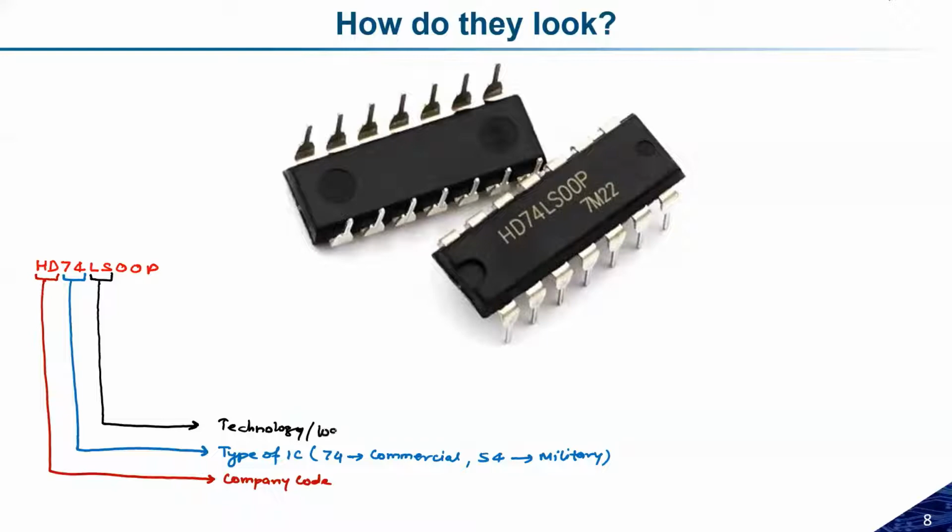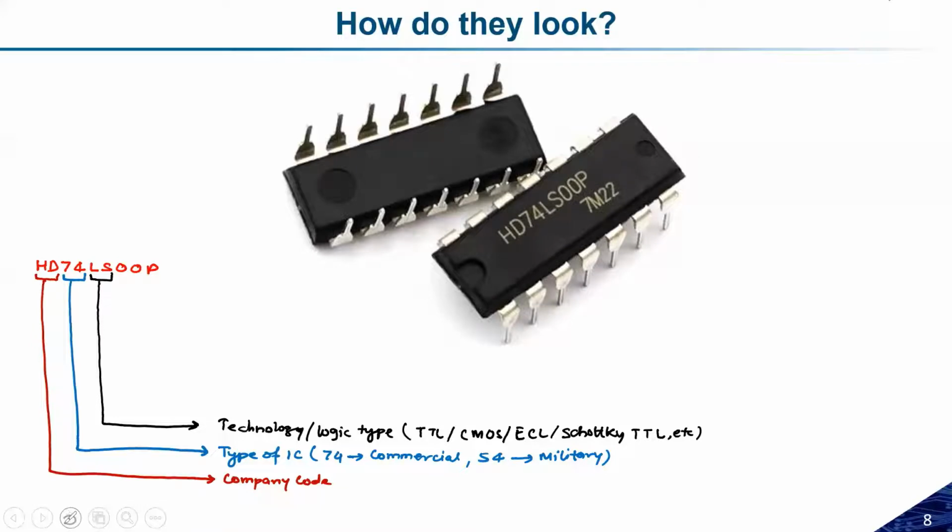Technology or logic type. Okay, so the logic type could be TTL, it could be CMOS, it could be ECL, which is the emitter coupled logic, it could be Schottky, Schottky TTL. So these are all the types of IC or types of logic or technology. There could be different kinds of technology used. LS means low power Schottky. So this is what the logic type indicates.